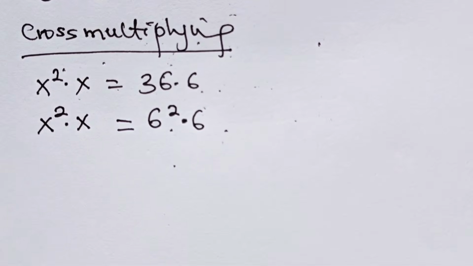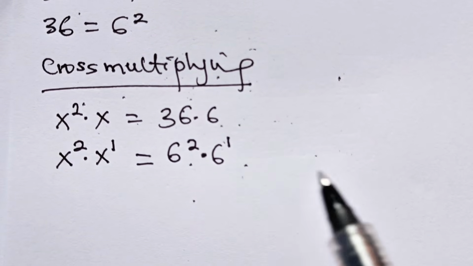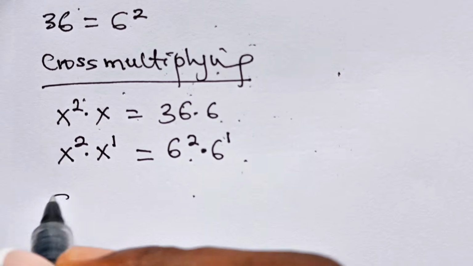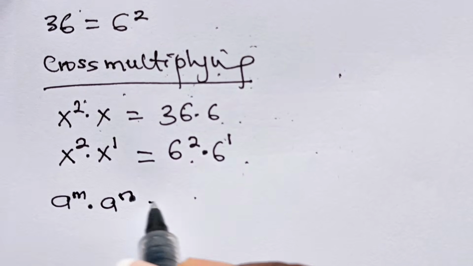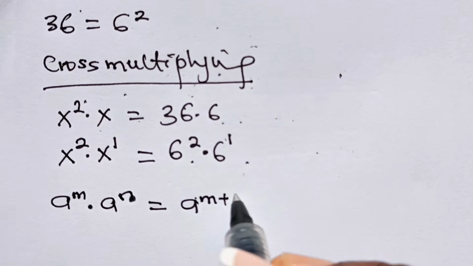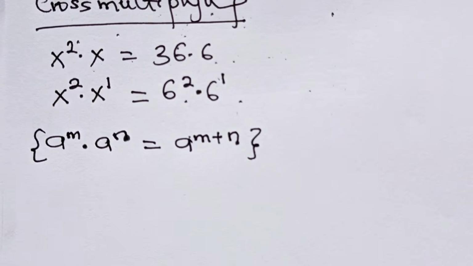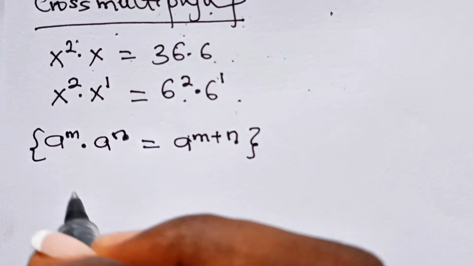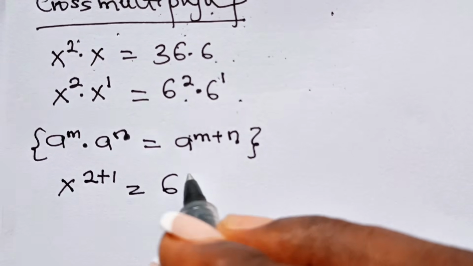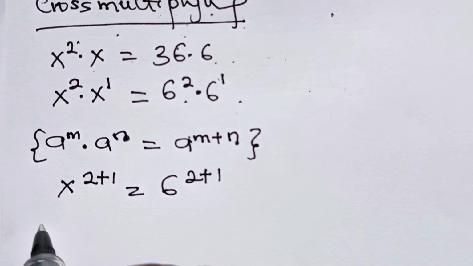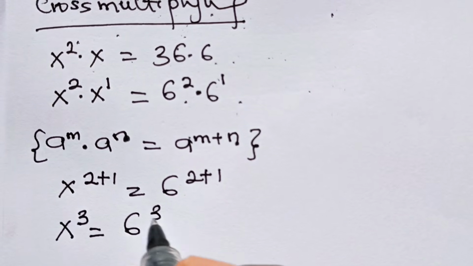Now, moving forward, x is the same thing as x to the power of 1 and 6 is the same thing as 6 to the power of 1. Now recall that a to the power of m multiplied by a to the power of n is equal to a to the power of m plus n. So that means we can write this as x to the power of 2 plus 1 equals 6 to the power of 2 plus 1. So now we have x to the power of 3 is equal to 6 to the power of 3.